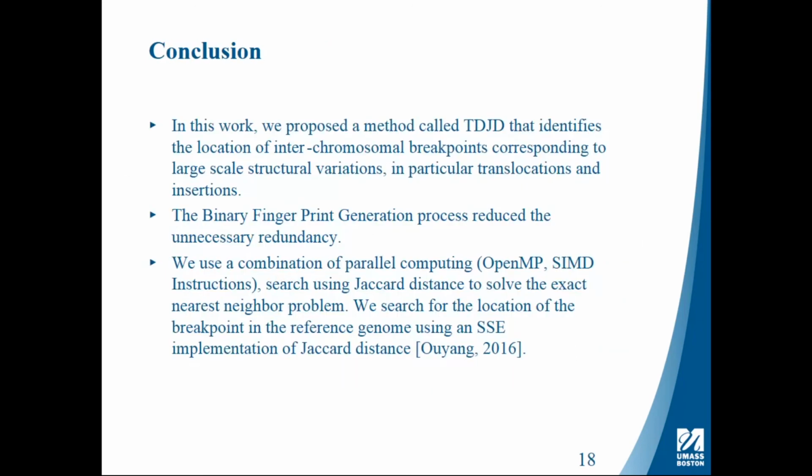To conclude this presentation, we propose a method that identifies the location of interchromosomal breakpoints and detects SVs. We introduce binary fingerprint generation that reduces unnecessary redundancy and helps us improve the speed. We also use a combination of parallel computing, OpenMP, and SIMD instructions to calculate the Jaccard distance and solve the exact nearest neighbor problem.